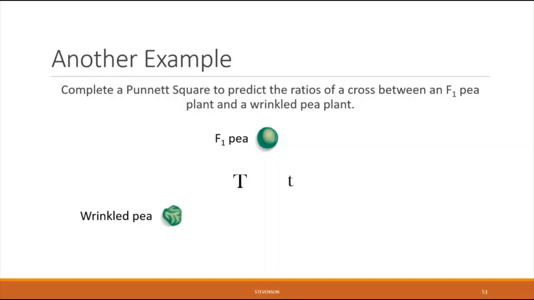If we look at the wrinkled pea, then we know that the wrinkled pea's genotype has to be little t, little t. Why do we know that? We know it because the wrinkled pea has the recessive phenotype of wrinkled texture. And the only way to have the recessive phenotype is to be true breeding for the recessive allele. Therefore, little t, little t. The wrinkled pea, because it is true breeding, can only pass down one possible allele to its offspring. And that only possibility is little t.